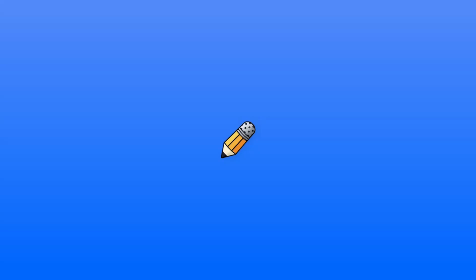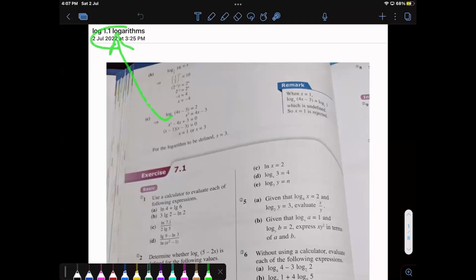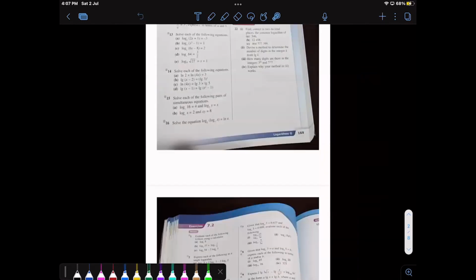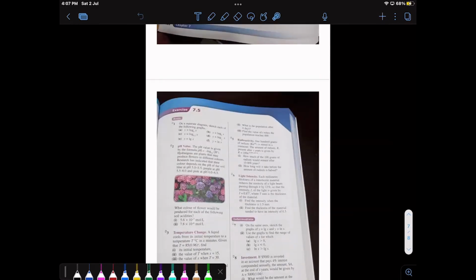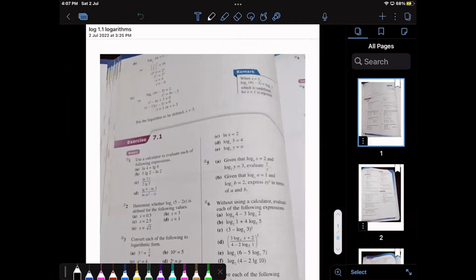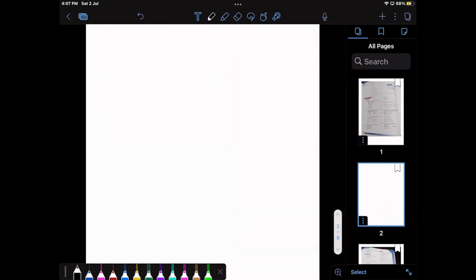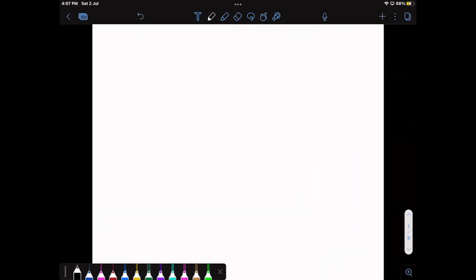So let's start with log 1.1, logarithms. This is basically taken from a textbook, Exercise 7.1 to 7.5. We'll go through some of the questions. But before that, let's start a new page first. Let's discuss what is a logarithm.